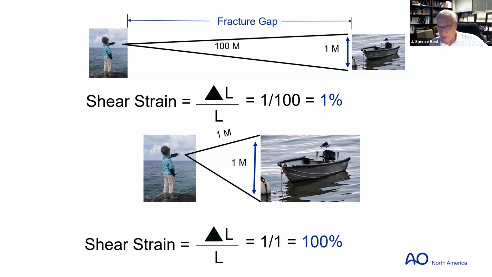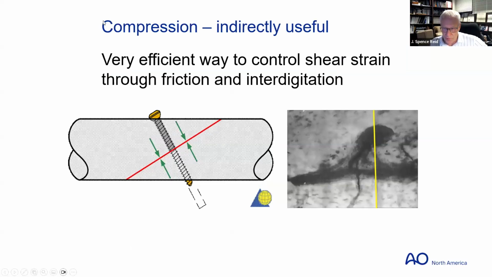One of the ways you might think about doing it is grabbing the boat, pulling it towards you, compressing it to your chest, and holding it. Well, essentially, that's what compression does. So people, I think, have a misconception about compression. It's indirectly useful, meaning it's a very efficient way to control shear strain through friction and interdigitation. But it's not magical in and of itself. You can grow bone at distraction. Ilizarov taught us to do that. But compression is an incredibly efficient way of controlling shear strain. So back to that boat for a second.